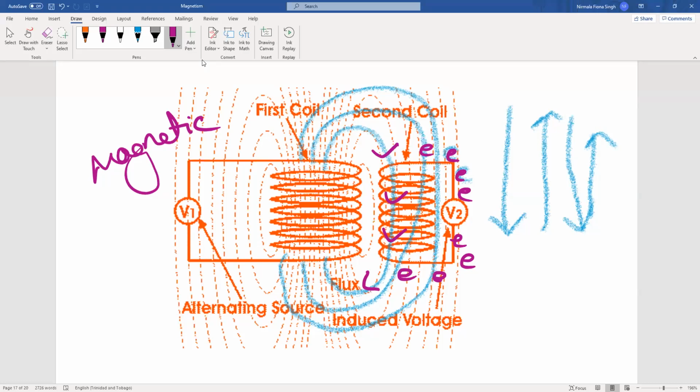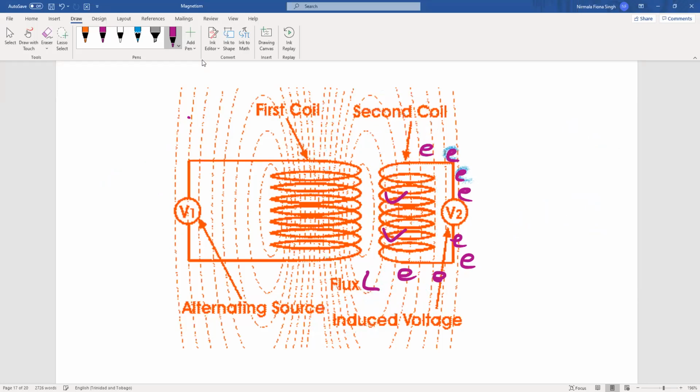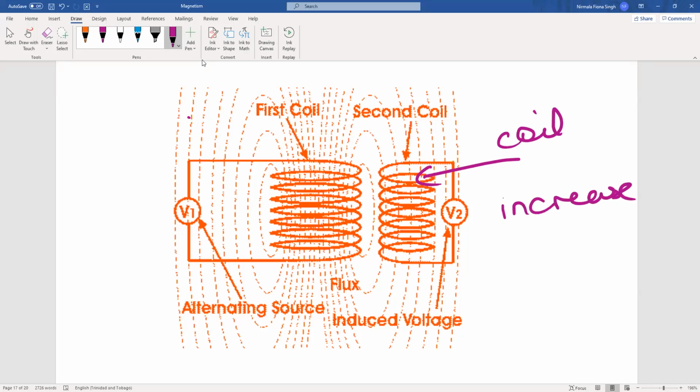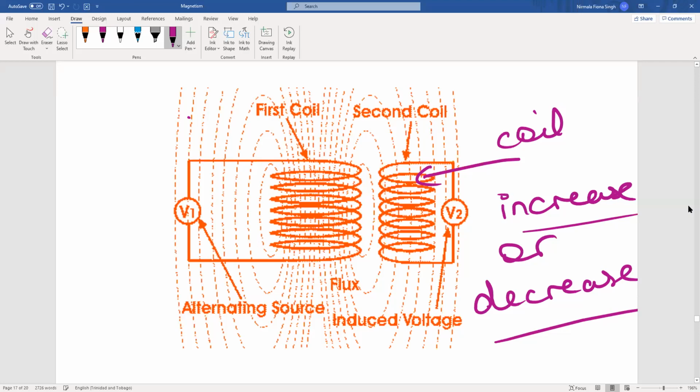Cool, smart device. Depending on how many coils we have, we can either increase our current or we can decrease it. Whoever came up with this, it was brilliant. Simply by changing the number of coils in your transformer, we can either increase our current flow or we can decrease our current flow to our devices that we need to use. So let's see how that's done.